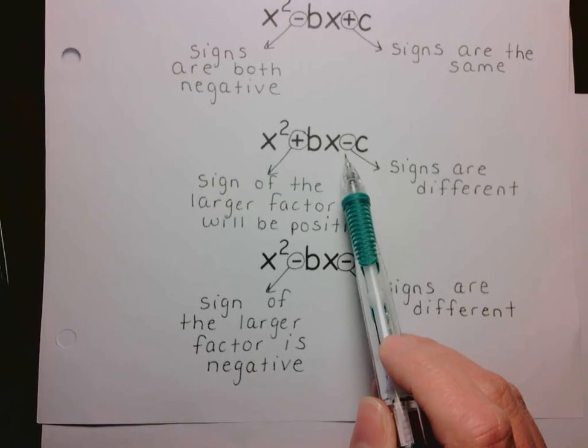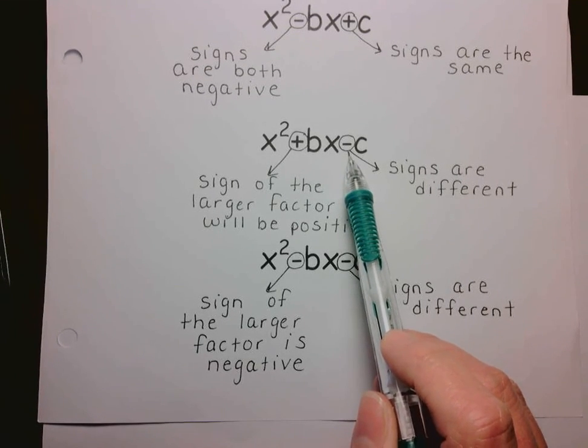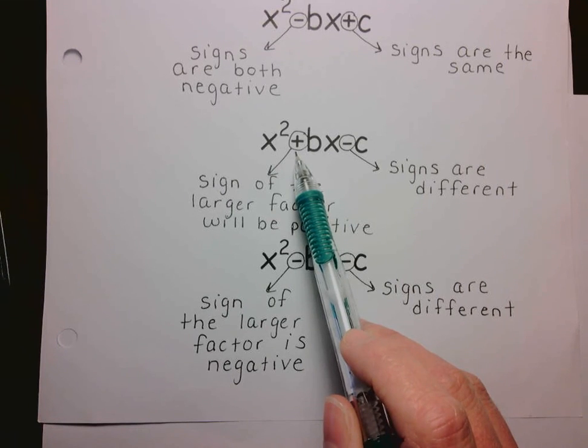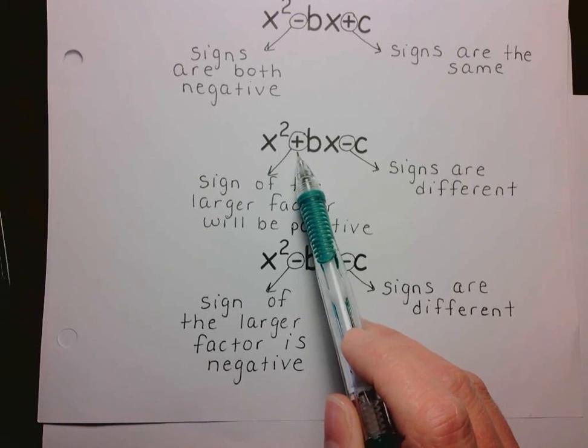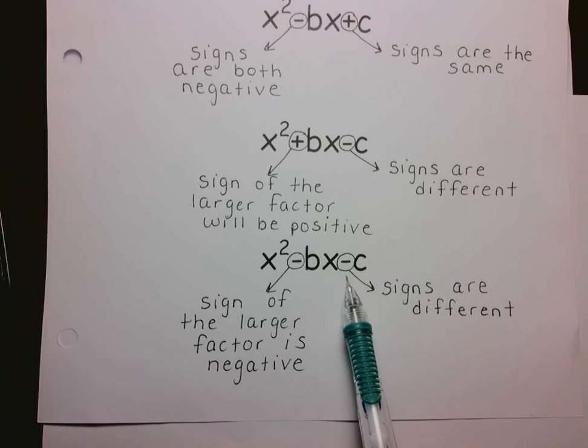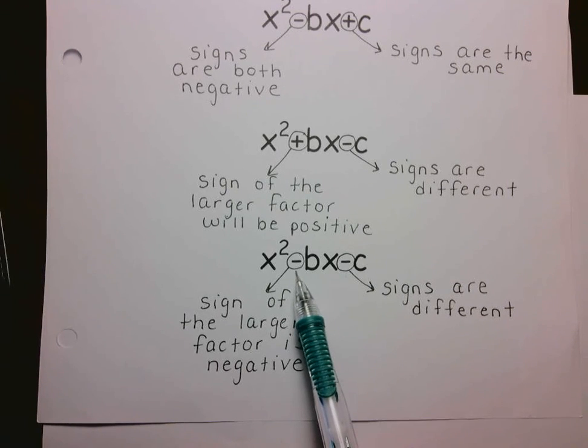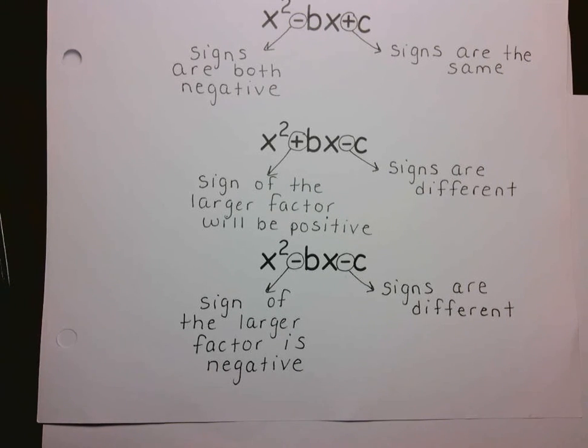This means the signs are going to be different, and the sign of the larger factor will be positive. Here, the signs are going to be different, but the sign of the larger factor is going to be negative. So use this handout while you're doing your homework, and eventually you will begin to memorize this.